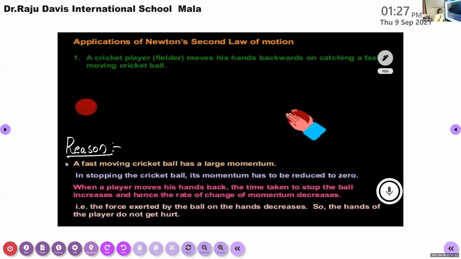The greater the mass, the greater the momentum. The greater the velocity, the greater the momentum. So a fast moving cricket ball has a large momentum. In order to stop this fast moving cricket ball with a large momentum, we need to reduce the momentum to zero. For that, the player moves his hand backwards. Whenever he moves his hands backward, the time taken to stop the ball increases. As a result, the velocity decreases. Thereby we can reduce the momentum of that fast moving cricket ball to zero.